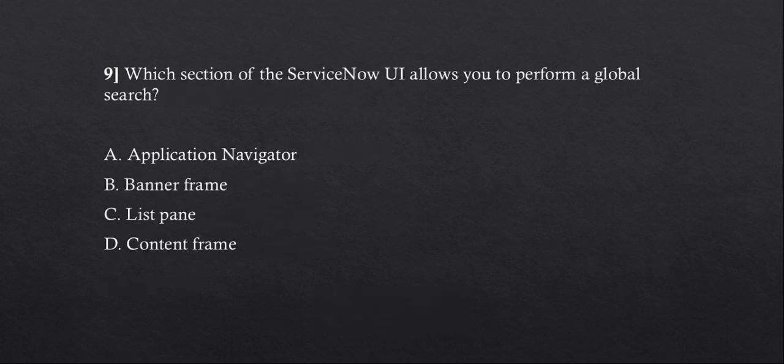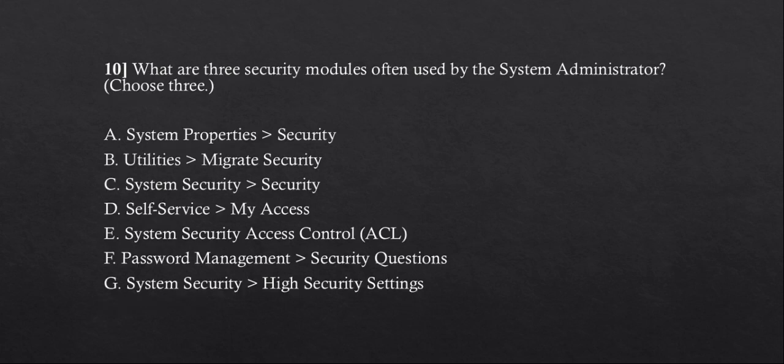Next question. 9. Which section of the ServiceNow UI allows you to perform a global search? A. Application Navigator. B. Banner frame. C. List pane. D. Content frame. Answer: B.